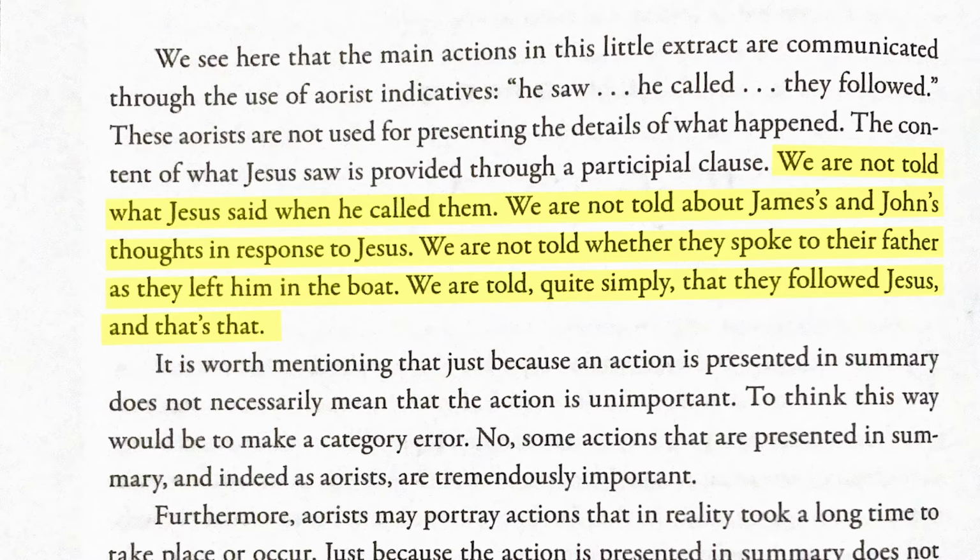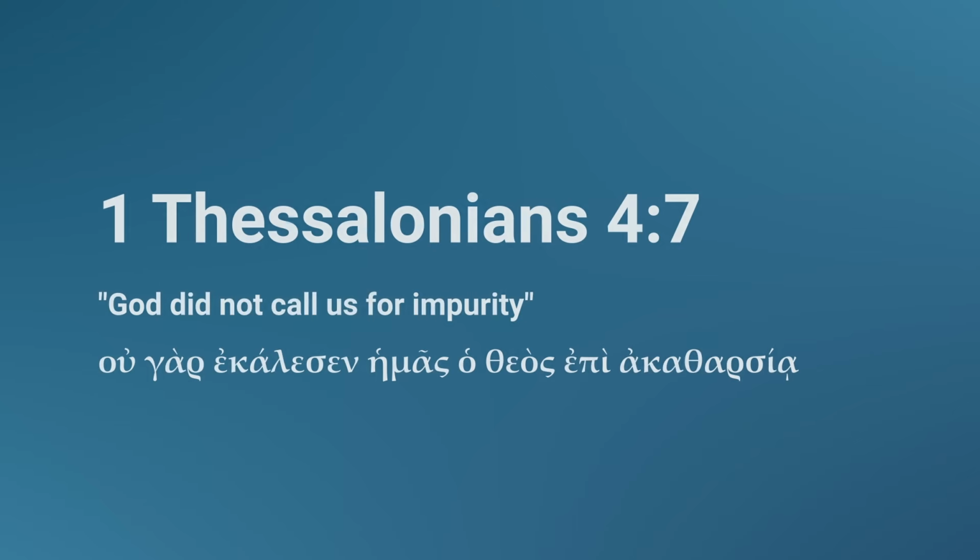And that's that. Campbell seems to suggest that if we were told what Jesus said when he called them, or what James and John were thinking, we would not have the aorist. But how descriptive is the aorist allowed to be? For example, 1 Thessalonians 4:7 says that God did not call us for impurity. Ou gar ekalesen hemas ho theos epi akatharsia. There is more detail here in that what we have been called for is specified.